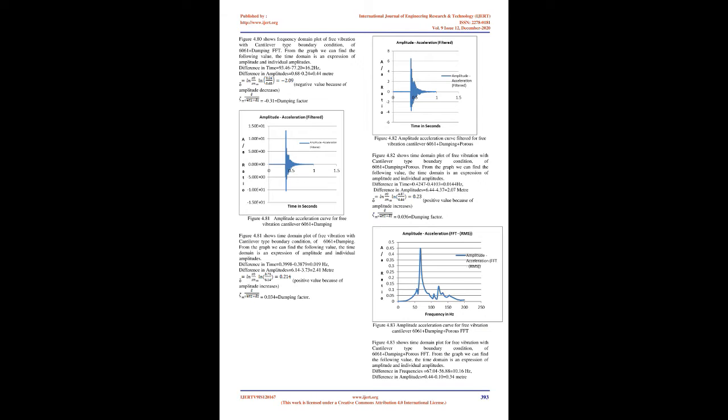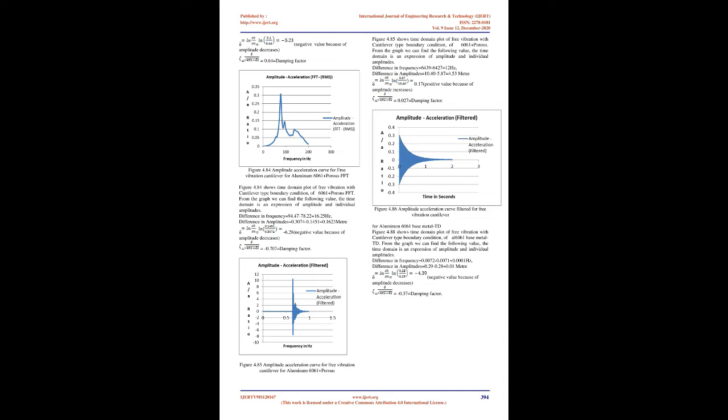Figure 4.85 shows time domain plot of free vibration with cantilever type boundary condition, of 6061 plus porous. From the graph we can find the following value. The time domain is an expression of amplitude and individual amplitudes. Difference in frequency equals 6439-6427 equals 12 Hz. Difference in amplitudes equals 10.40-5.87 equals 4.53 meter. D equals 0.17, positive value because of amplitude increases.